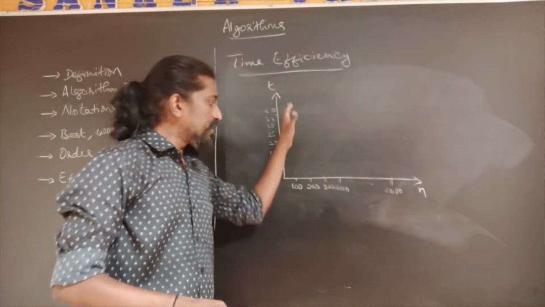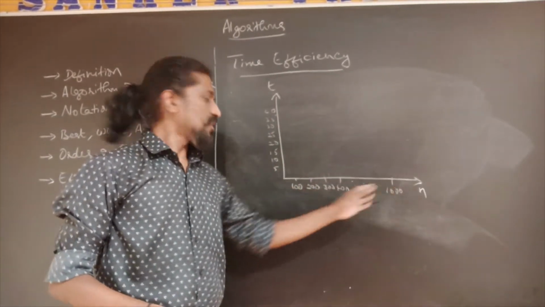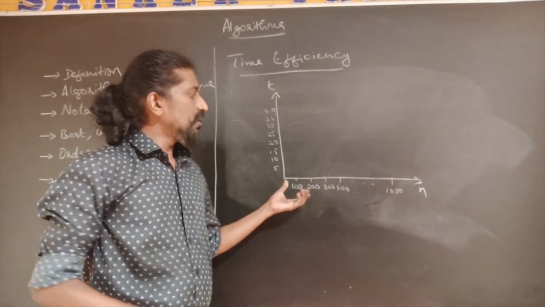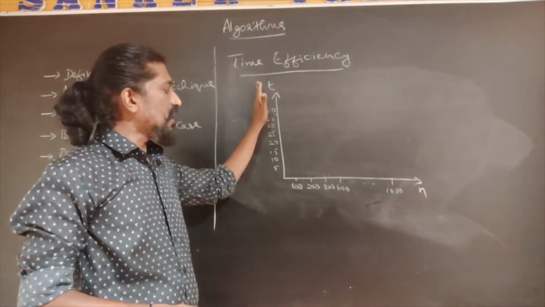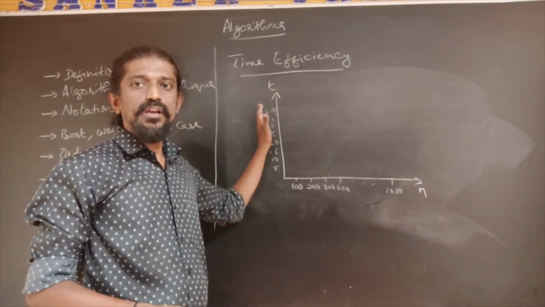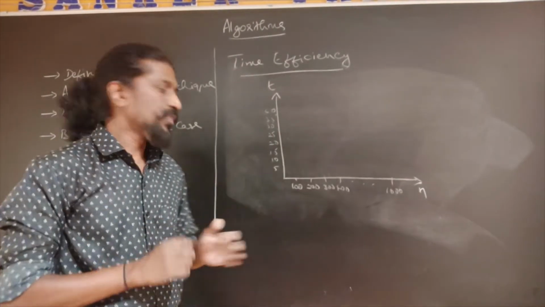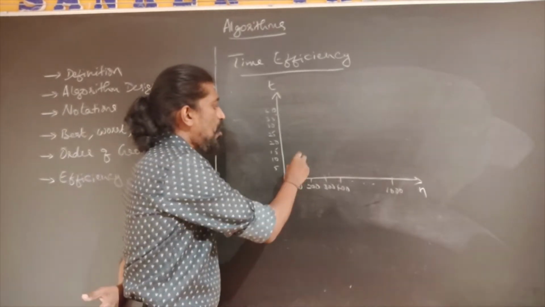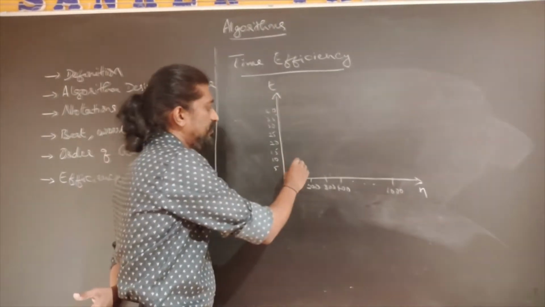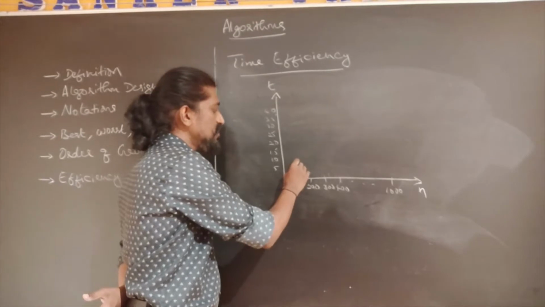Once again this depends upon the problem. For some problems 100, 200 may be too large, for other problems it may be too small. Same thing with the time: it may be milliseconds, microseconds or seconds, depending upon the problem. So basically we plot graphs: for 100 inputs, how much time or how many times the basic operation is executed.